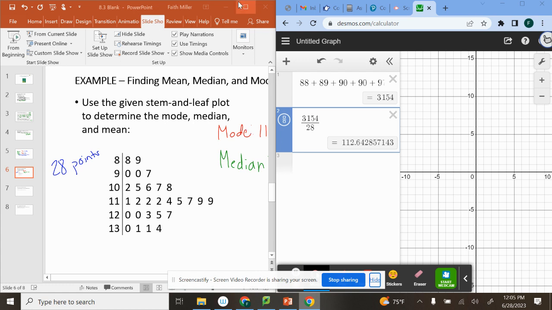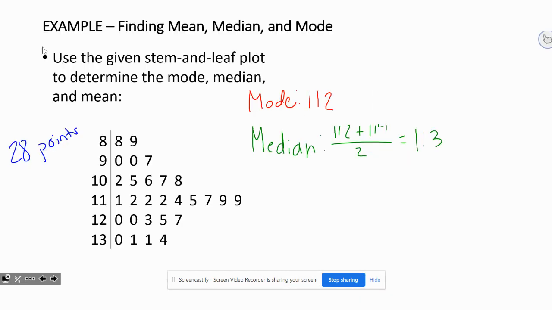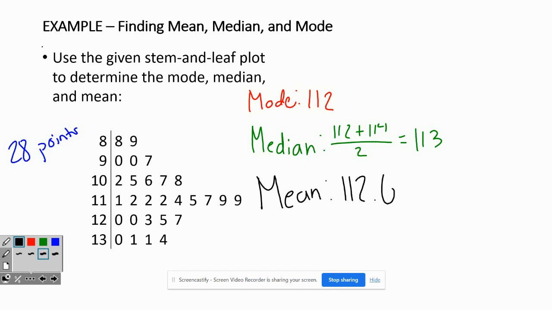So let's see if I can get the PowerPoint back up. Again, we just add all those values up, divide by that 28, and that leaves us with the mean. Looking at this data set, it goes between 88 and 134. If we round the mean, we'd round up to 113, so the mean and median are pretty similar. I would also say that looking at this data, you don't have an outlier.